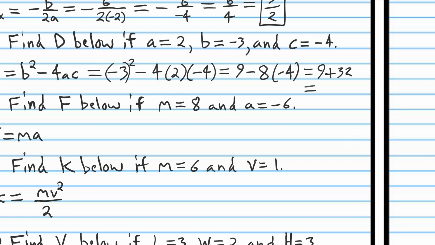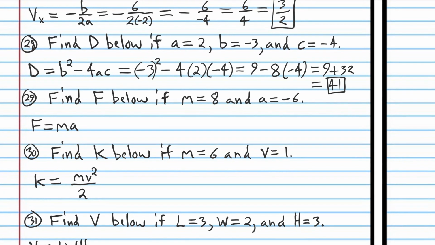And 9 plus 32 is 41. So if you got 41, good job. If you didn't get 41, that's okay. Just figure out what you did wrong.